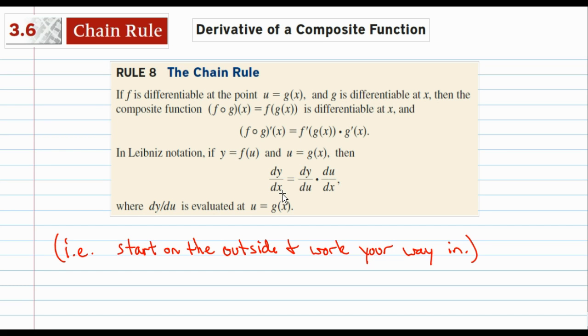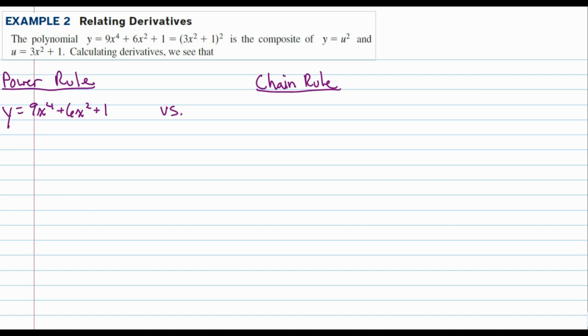Alright, so we've got the chain rule that we're going to learn in section 3.6. If you are taking the derivative of a composite function or a composition function, you have to use what is called the chain rule. The chain rule in math lingo is when you have a composition function, you take the derivative of the outside function of the composition, leave the inside alone, and then multiply by the derivative of just the inside. Basically, you start on the outside and work your way in. So let's look at an example.